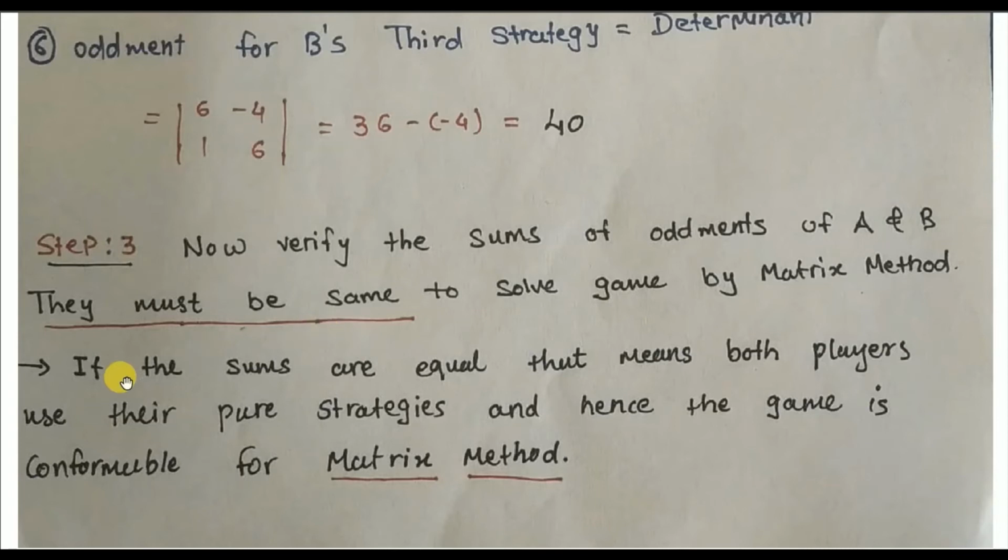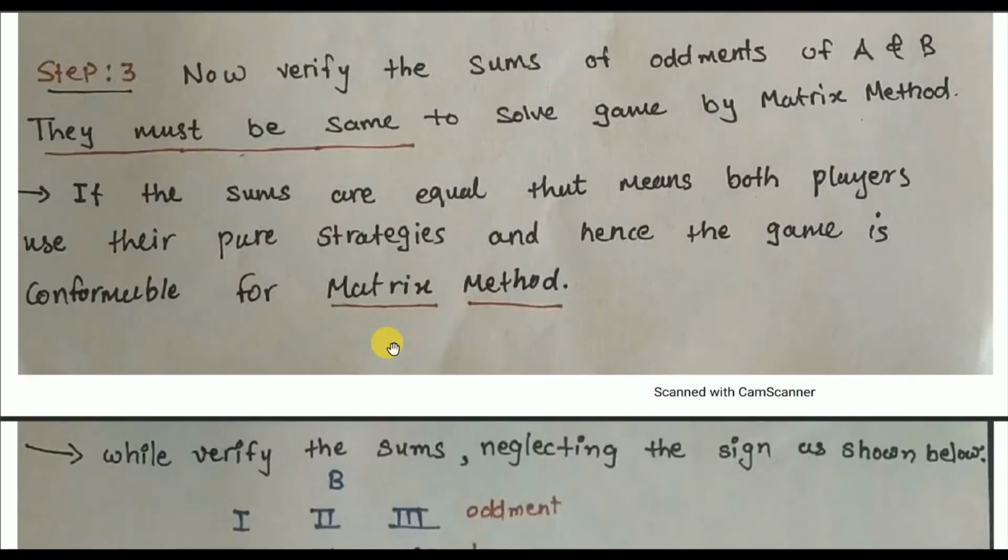If the sums are equal, that means both players use their pure strategies. Otherwise, if the sums are not equal, then you cannot solve this game by this method, because if the sums are different, it proves that they used mixed strategies while playing the game. And this method is only used when they play the game with their pure strategies. That is why the sums must be equal. Now we move ahead to the next step.